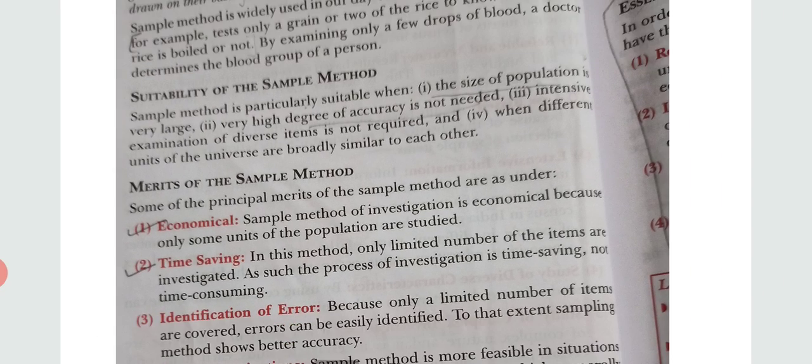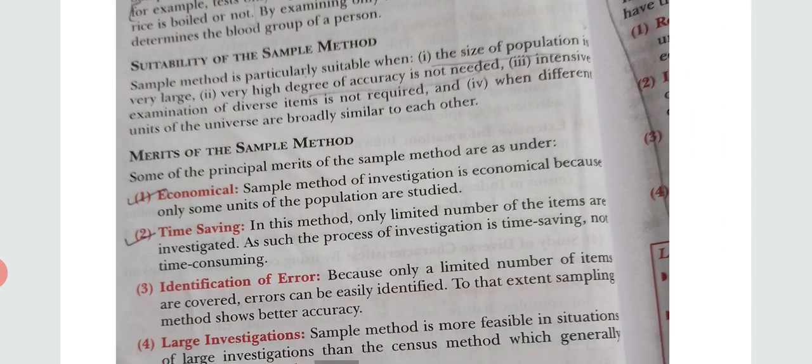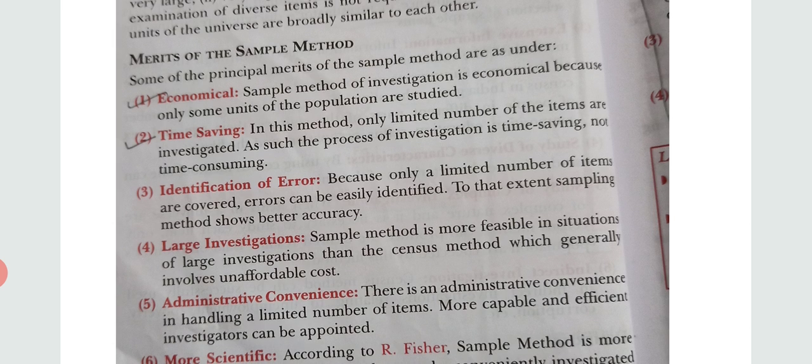Next is merits of sample method. So what are the different merits of sample method? The first point is economical. Sample method is very economical because all the items are not selected, so not much money or manpower is required, so it is less costly. Second is time saving. Because only a few items are selected for the investigation, much time is not consumed for the investigation purpose.